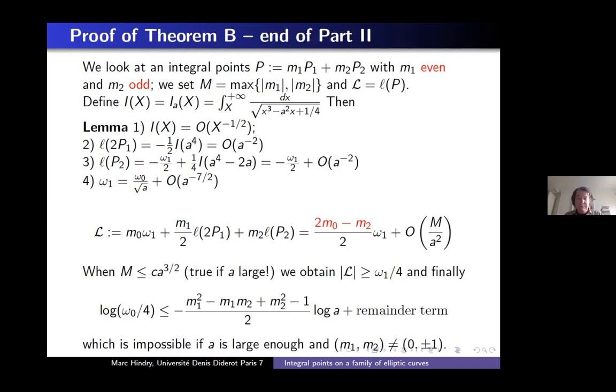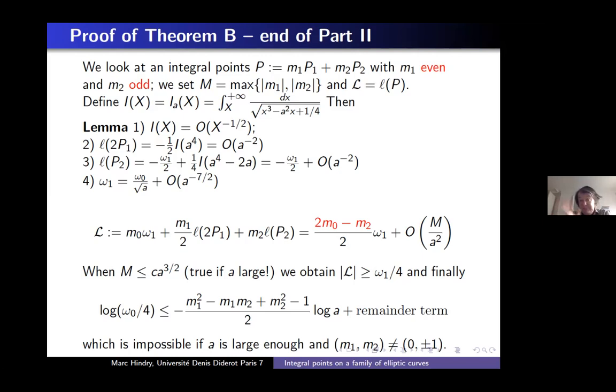So these analytic estimates prove that you have only the expected integral points, at least if A is large enough. Then you have to work more, with computers, to do the other cases. So that's basically the sketch of proof that I wanted to present.